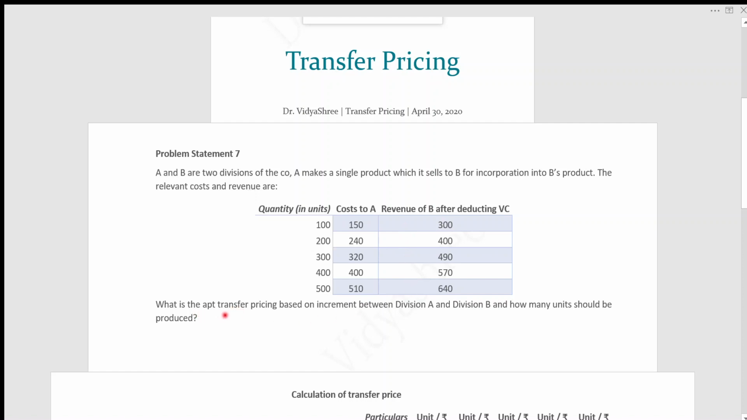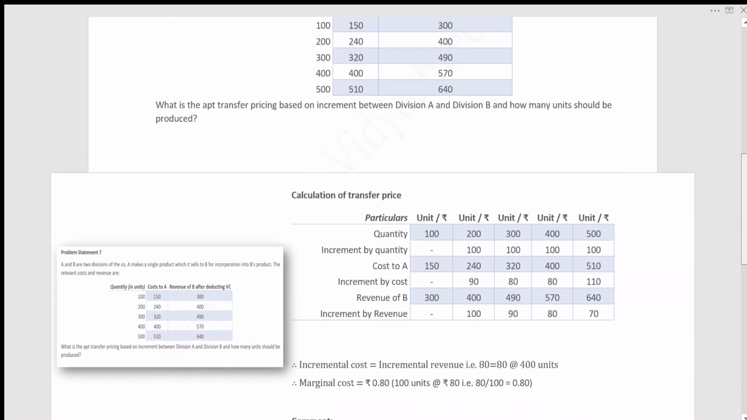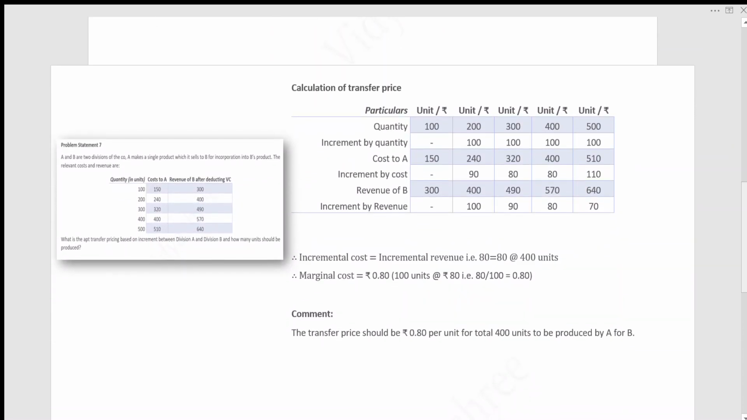What is the apt transfer price based on increment between division A and division B, and how many units should be produced? Observe here, we have to calculate the transfer pricing based on increment. Increment is nothing but the cost involved for an additional unit. So let's calculate the transfer pricing based on increment. Let's see the calculation of transfer price.